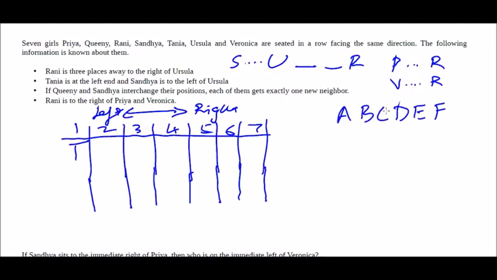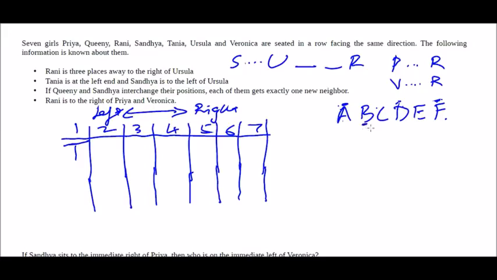Now, usually people sitting at the center have 2 neighbors, but people sitting at the corners have only 1 new neighbor. So if I shift anyone to the corner, he will get only 1 new neighbor. For example, if I put D in place of A, he will get only 1 new neighbor. Similarly, if I put C in place of F, he will get only 1 neighbor. But the problem here is both of them should get exactly 1 new neighbor. So one scenario is both of them sit at the corners and they interchange their places. But that scenario is not possible because Tanya is already sitting at one of the corners. Okay, let's look at what other scenario is possible.